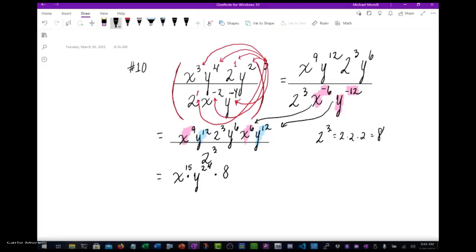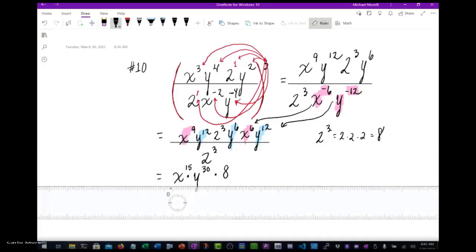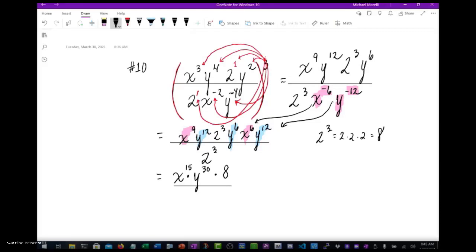Oh, we forgot an extra y. And I see where your 30 is coming from. So you were including this? Yeah. Fine. We'll put it in there. So yeah, 12 plus 12 is 24 plus 6 is 30. So this will be y to the 30th. And then times 8. And then on the bottom, we had 8. So what can I do with these two 8s?